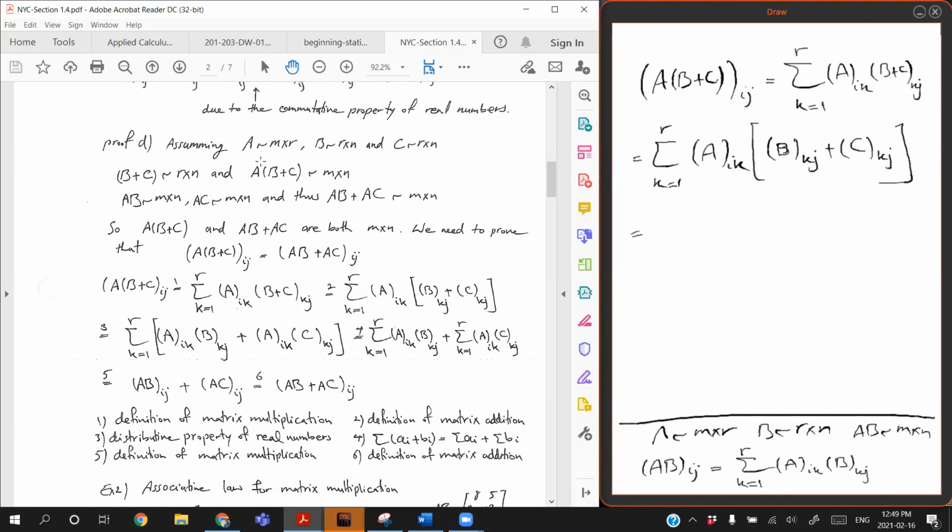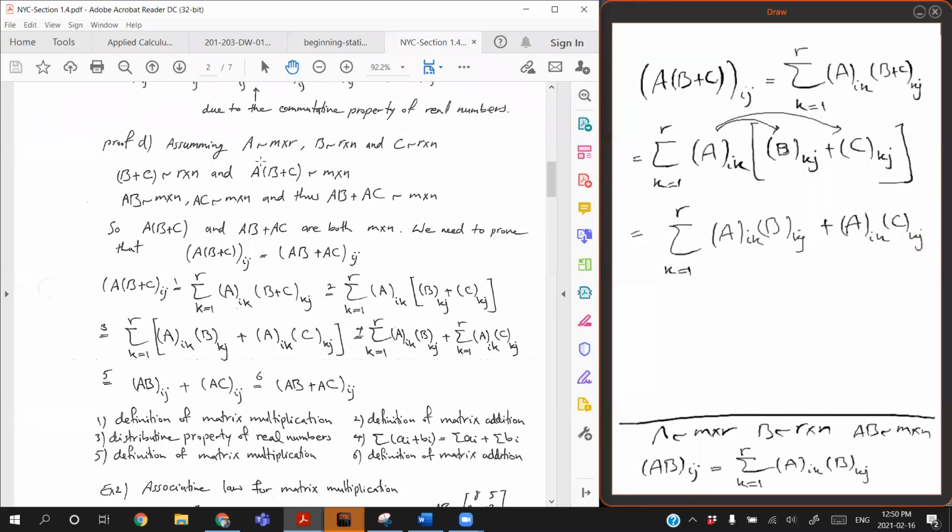Next step, now we're not dealing with matrices anymore. Now we're dealing with just numbers. These are entries. So now I can use the properties of real multiplication. We know that we have the distributive property when we are dealing with real numbers. So I can multiply this by this and this by this. I get sigma K from 1 to R A I K times B K J plus A I K C K J.